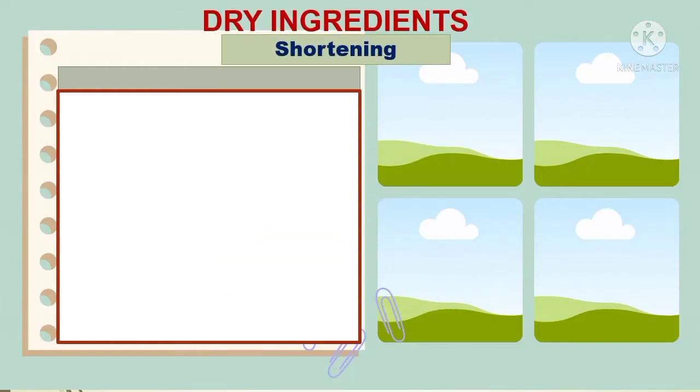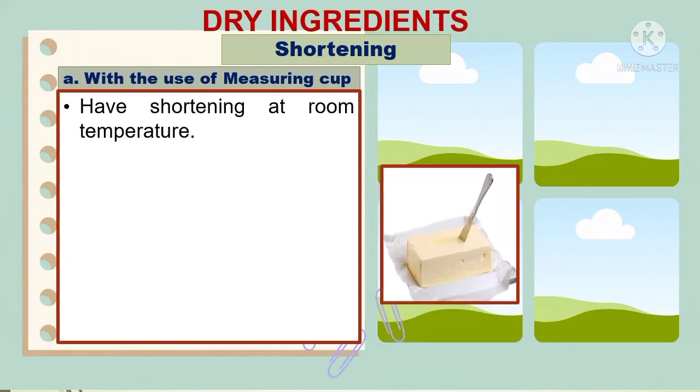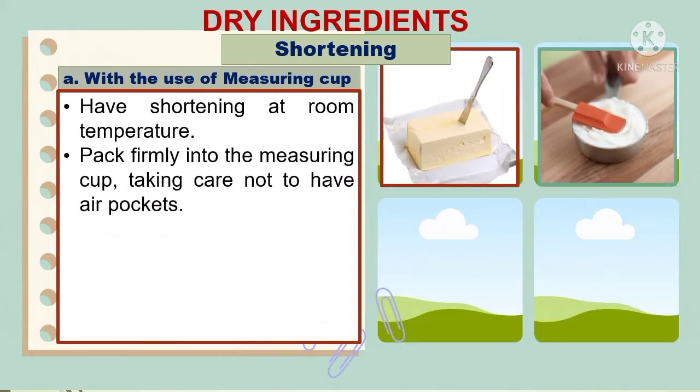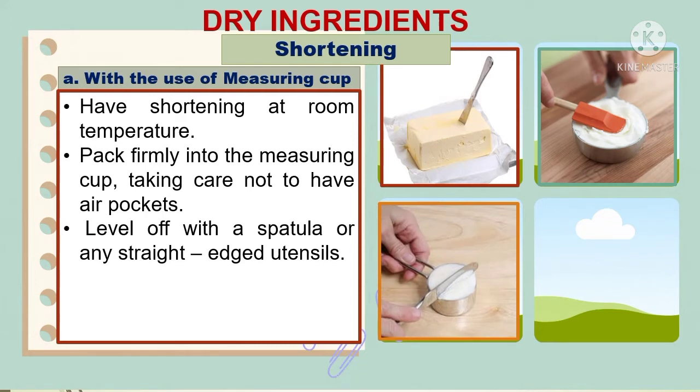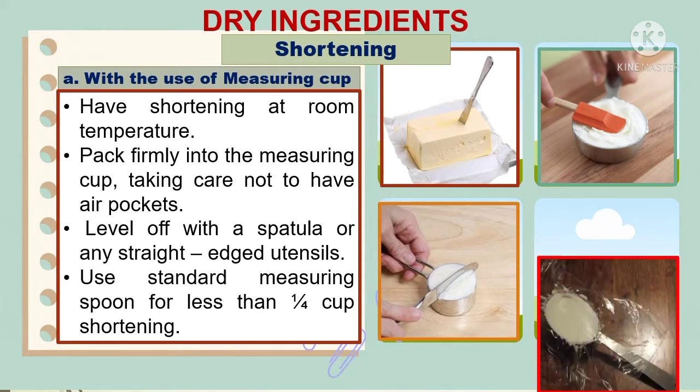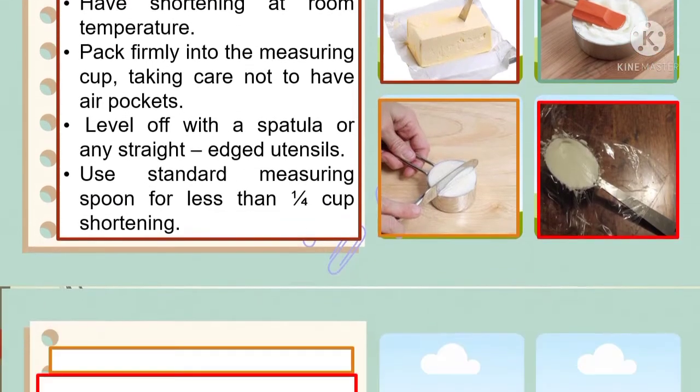Next ingredient to measure is the shortening. There are two ways on how to measure shortening. First is with the use of a measuring cup. How to do it? Have the shortening at room temperature. After that, pack firmly into the measuring cup, taking care not to have air pockets. Then, level off with a spatula or any straight-edged utensil. Use a standard measuring spoon for less than 1/4 cup of shortening.